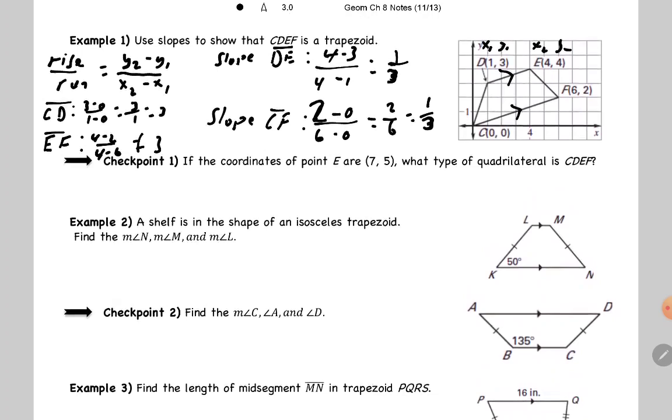So if the coordinates of point E are 7, 5, what type of quadrilateral is CDEF? So they're changing point E to 7, 5. Okay. Slope of our new EF would be 5 minus 2 over 7 minus 6, which equals 3 over 1, which is 3. So opposite sides would not be parallel. So this would be a parallelogram.